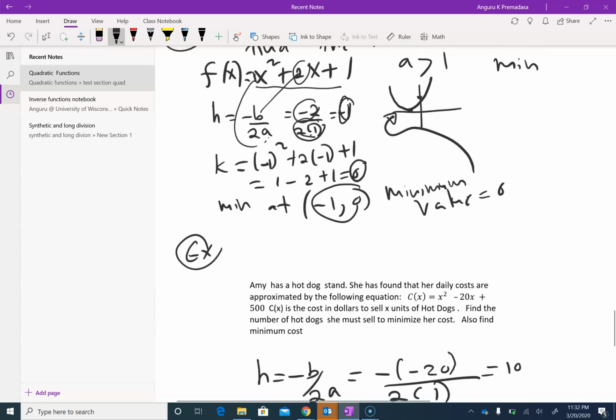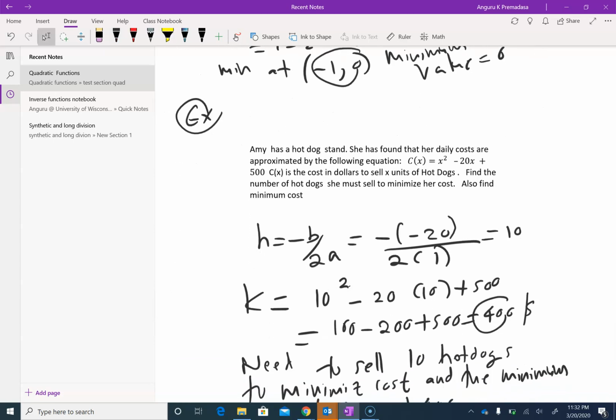Now a word problem. Amy has a hot dog stand, and the cost when you make x hot dogs is given by this function. It's a quadratic and you want to minimize it. These problems are very easy. Again, you put h equals negative b over 2a. So what is b? b is negative 20. The whole b is negative 20.